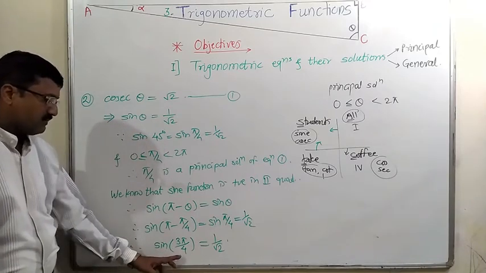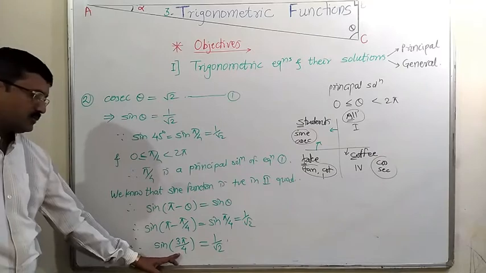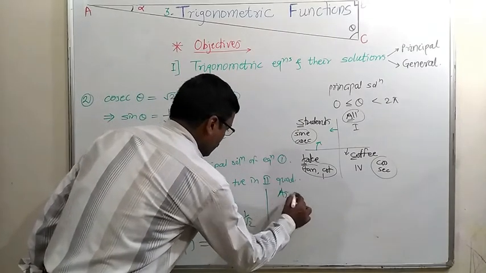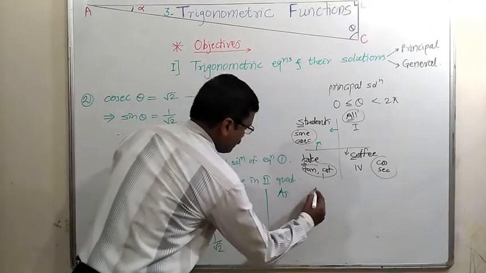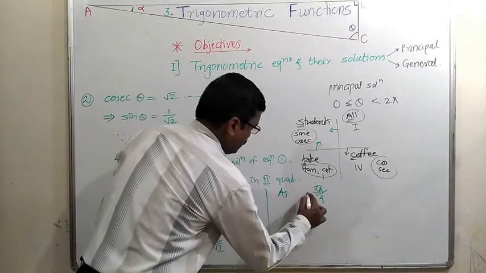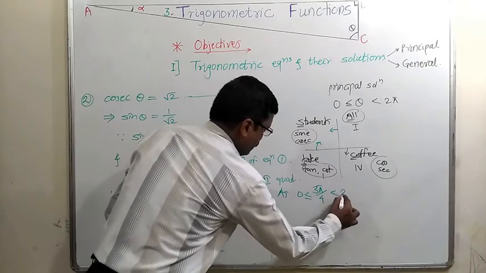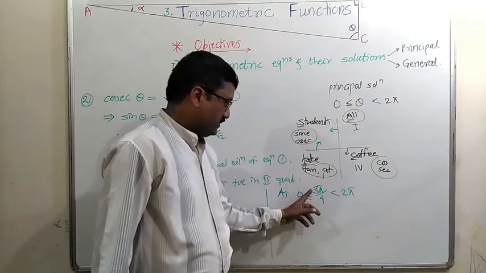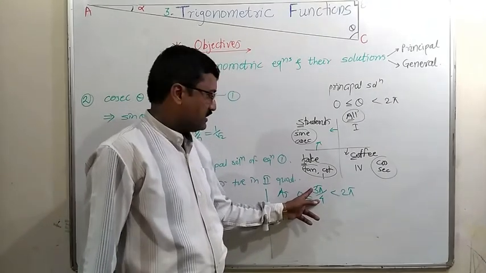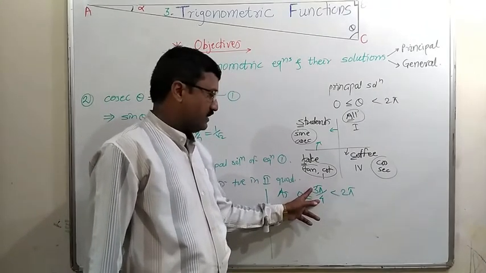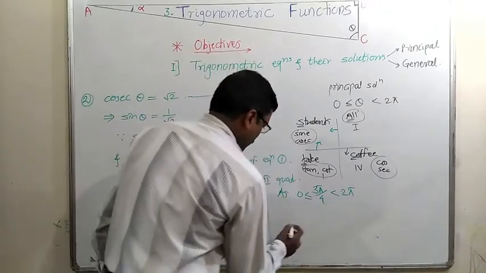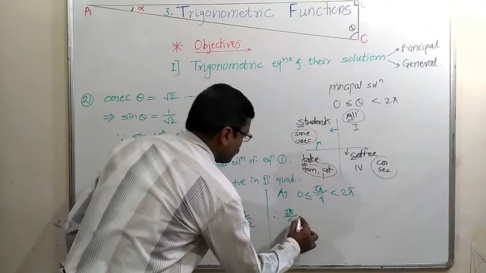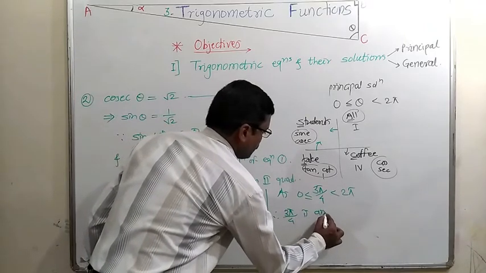Let us check whether this is between 0 and 2 pi. Obviously, this 3 pi by 4 is greater than or equal to 0 and less than 2 pi. When we reach 2 pi, the denominator is double this one, but it is less than that, so it is less than 2 pi. Therefore 3 pi by 4 is another principal solution.